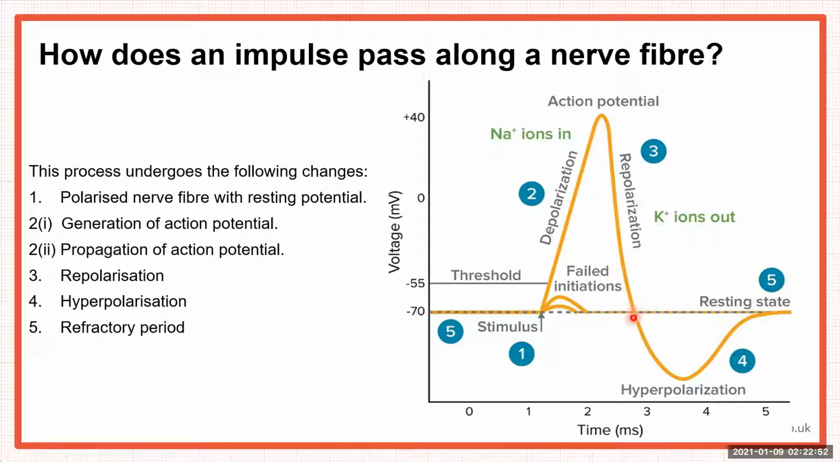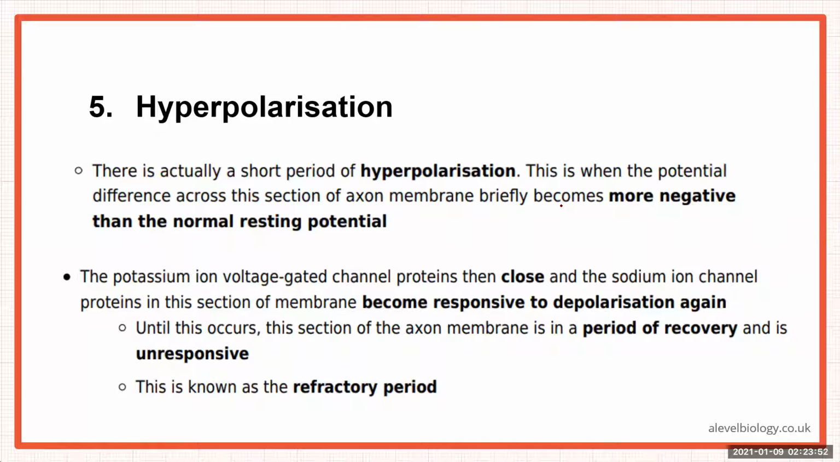But you see here, more potassium actually goes out, so the membrane potential drops even to minus 80 or minus 85 millivolts, right? These potassium channels remain open, and this part here is what we call hyperpolarization. More potassium ions, more positive charges, go out, and because of that the interior of the cell becomes more negative. So this is a brief period of hyperpolarization, when the potential difference across the membrane becomes more negative than the normal resting potential. And what happens now is that the potassium voltage channels would close.